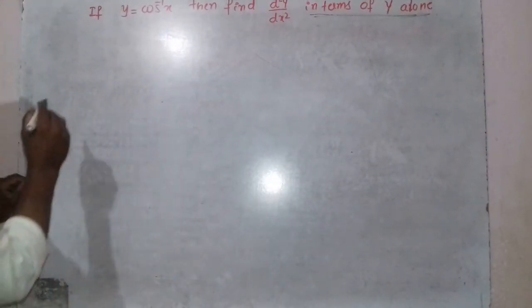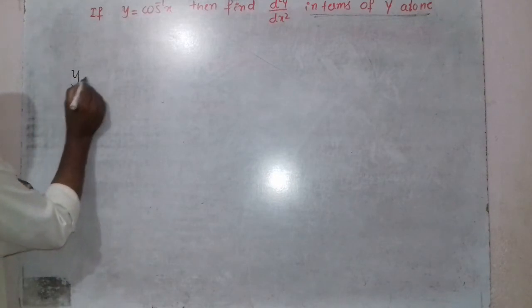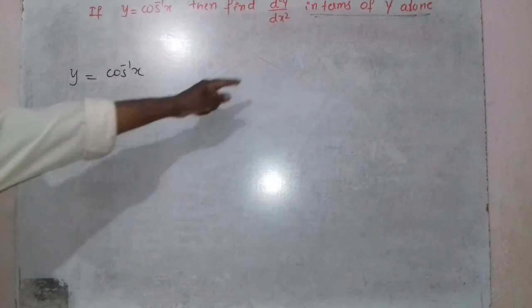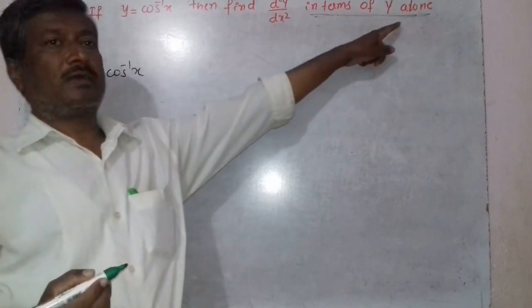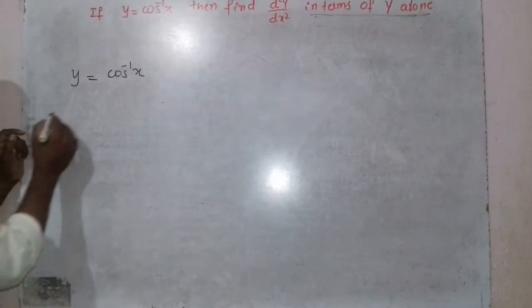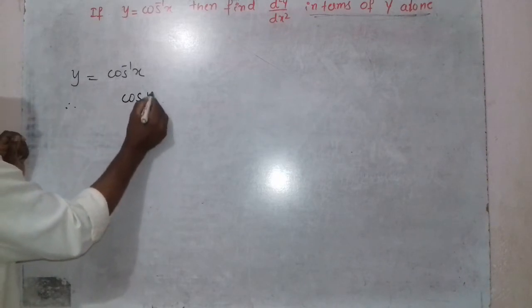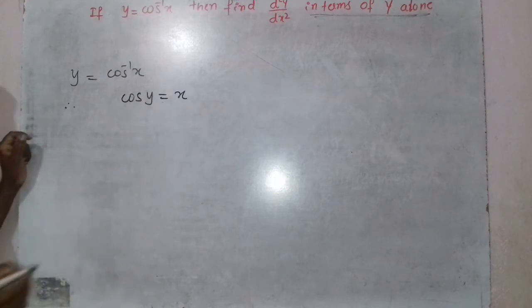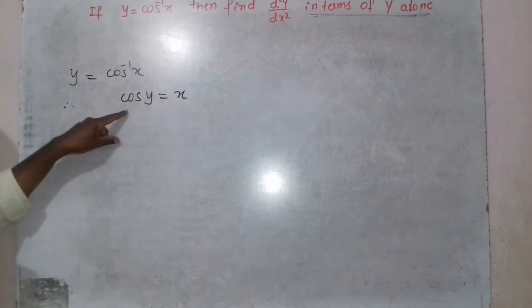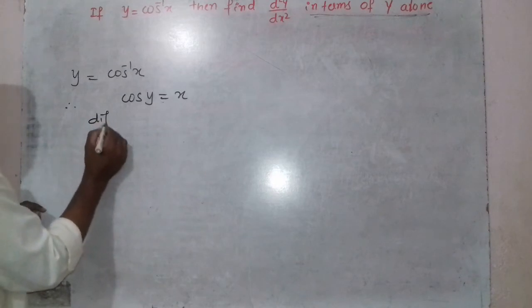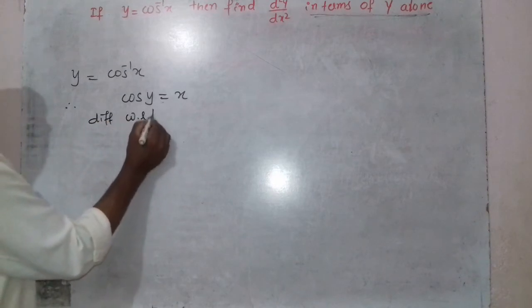Therefore, y equal to cos inverse x. Since our requirement is in terms of y, therefore bring the cos inverse to LHS. Cos y equal to x. Now this is implicit form. Differentiate with respect to x.